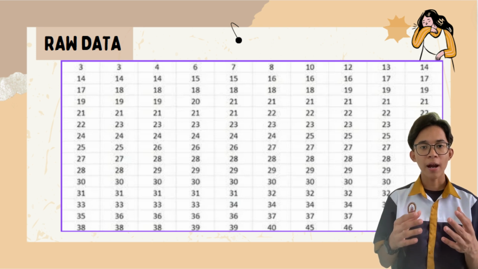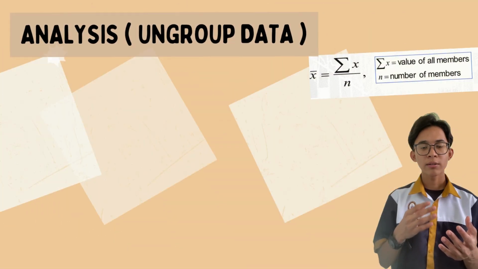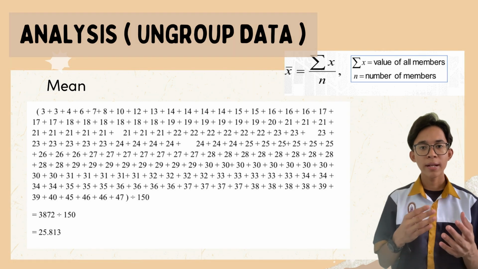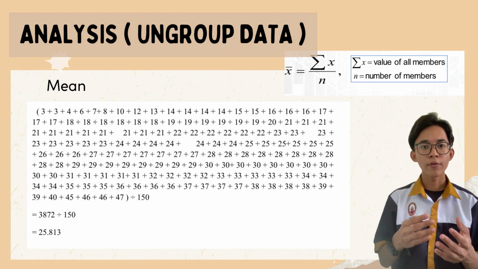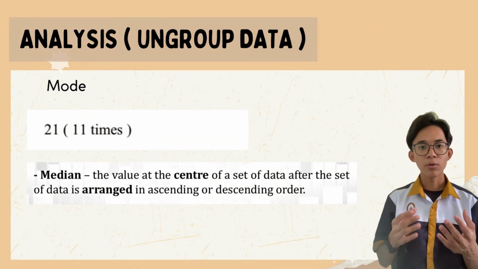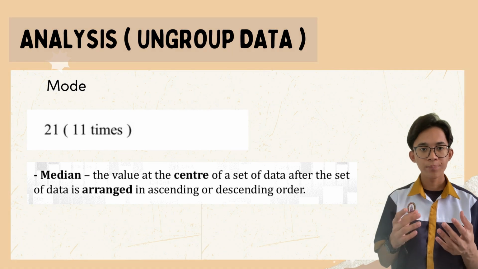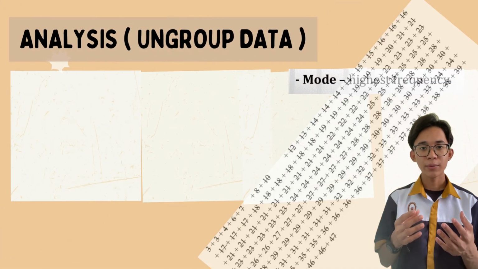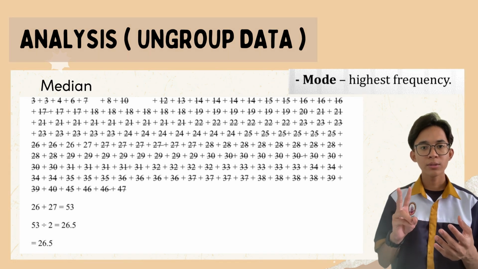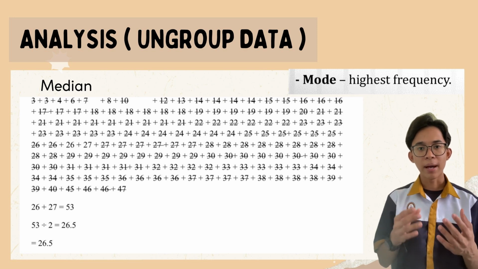According to the method for ungrouped data, for the mean, we need to add all sample values, which are 3,872, and divide by the number of samples, which is 150, resulting in a value of 25.813. The mode is the most frequent value, which is age 21. The median is the middle value. Since there are 150 samples, there are two middle numbers, which are 26 and 27. These are added and divided by 2, giving 26.5.